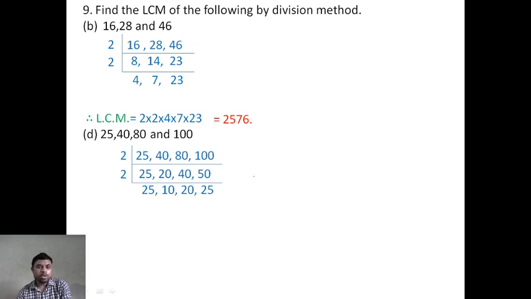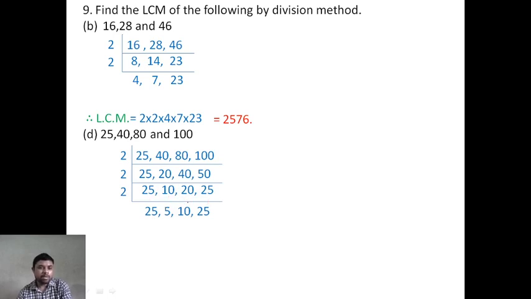Okay, now again check by 2. Can you divide it by 2? Yes. Can you divide it by 2? Yes. Can you divide it by 2? No. Can you divide it by 2? No. So can you take 2 as the common factor? Yes. Why? We can divide 2 numbers. If we can divide 2 numbers, then we will continue. So by 2, what will it be? 25 will be 25, then 5, then 10, and then 25.